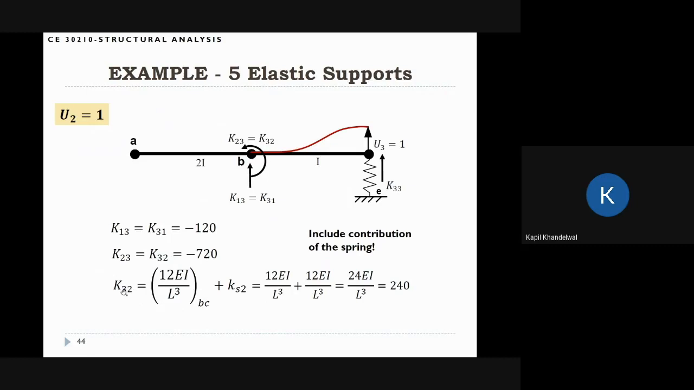Okay, there's a typo here again. This should be K33 here. So I'll fix it when I put the slides up. So this number should be K33. It should not be K32.